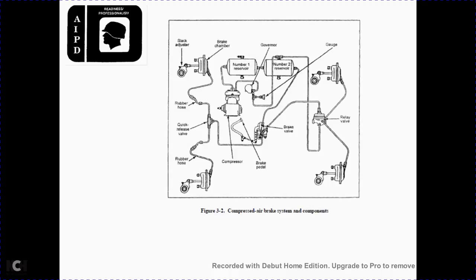Figure 3-2 shows the compressed air brake system, starting from the compressor, then going to the number 1 reserve and the number 2 reserve, with the governor and the gauge, then the number 1 and number 2 reserves going to the relay valve. Also then to the brake valve, the quick release valve, the rubber hose, and the rubber hose to the brake chamber and slack adjusters.